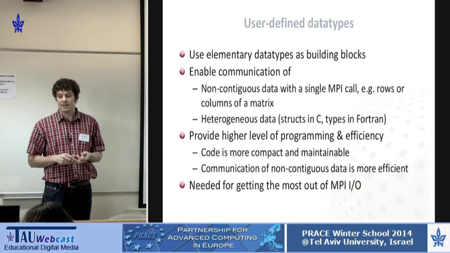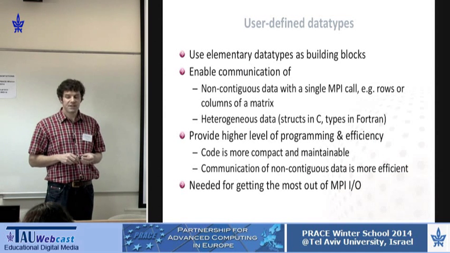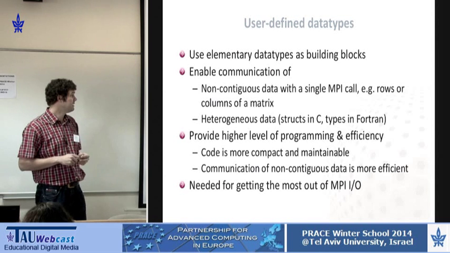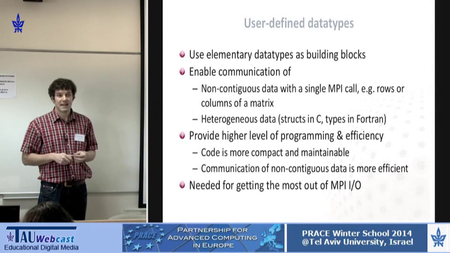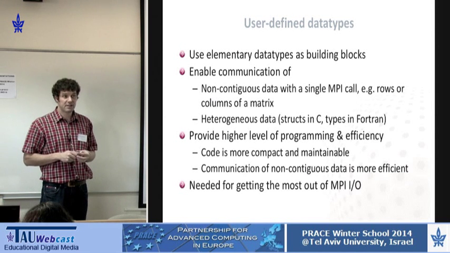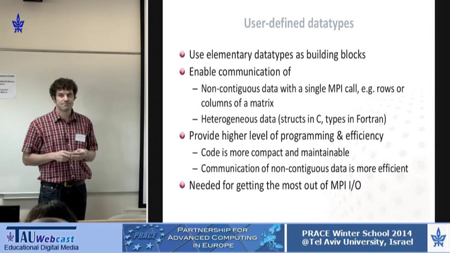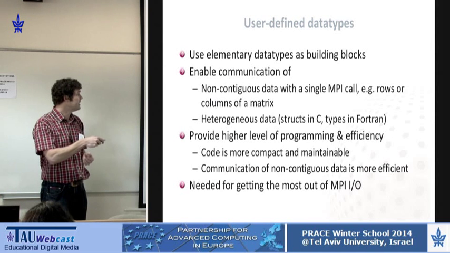The user-defined data types in MPI use the elementary data types as building blocks. So they typically always consist of predefined MPI data types. And as I've already explained, they allow communication of non-contiguous data with single MPI calls. We won't actually be discussing how to communicate heterogeneous data with user-defined data types, but that's something you can also do. And I hope that based on the introduction to communicating non-contiguous memory, you can also look at other resources on the web or in books on how to communicate this heterogeneous data.